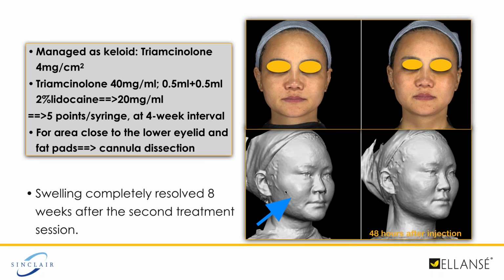For the area close to the lymphatic junction and the fat pads of that area, I used the 25 gauge cannula to dissect as much as I could to disrupt the nodular area and created as many spaces as I could in the engorged plaques to relieve the compression. The images on the right side, taken 48 hours after the first session, showed significant reduction of edema on the cheeks, and the swelling completely resolved 8 weeks after the second treatment session.